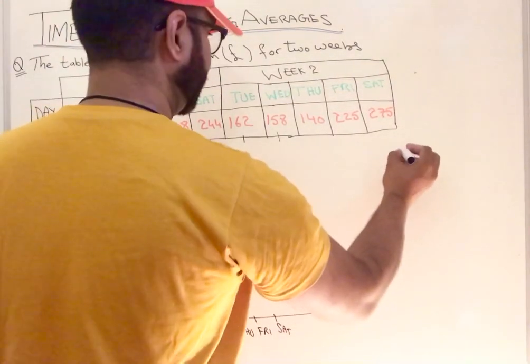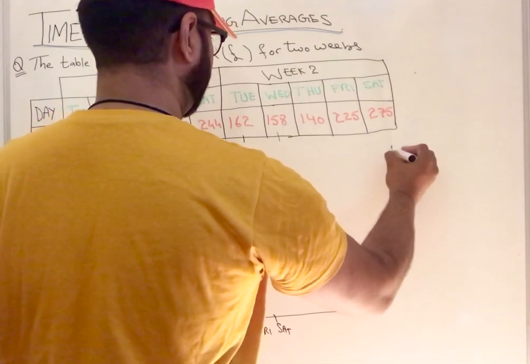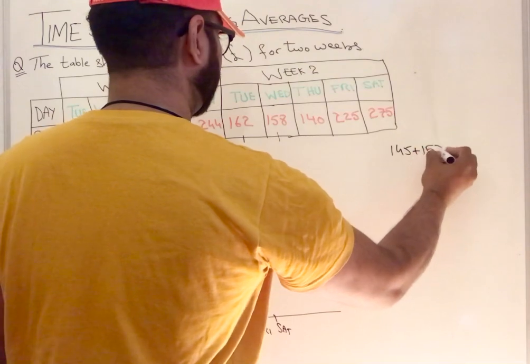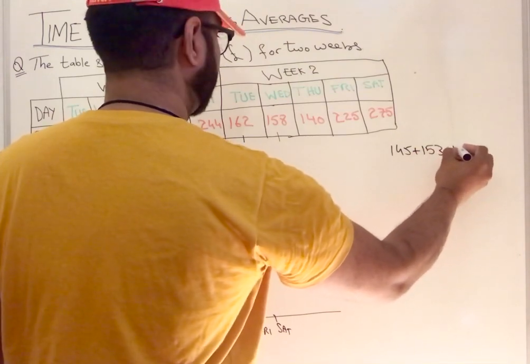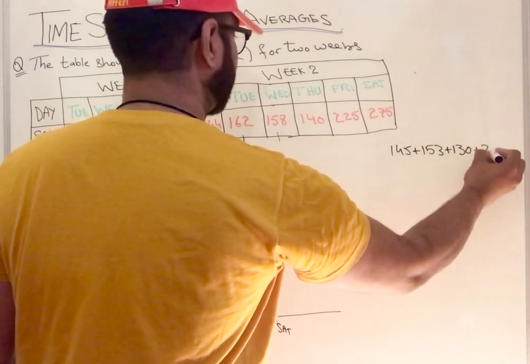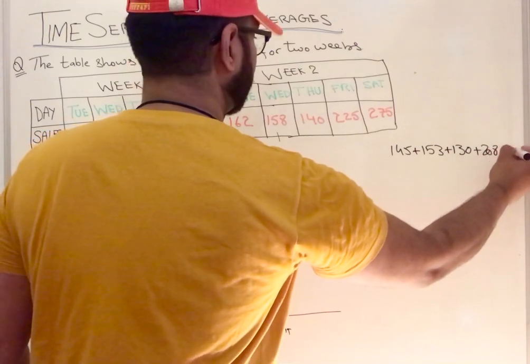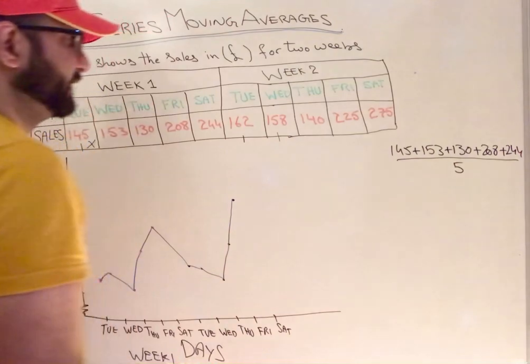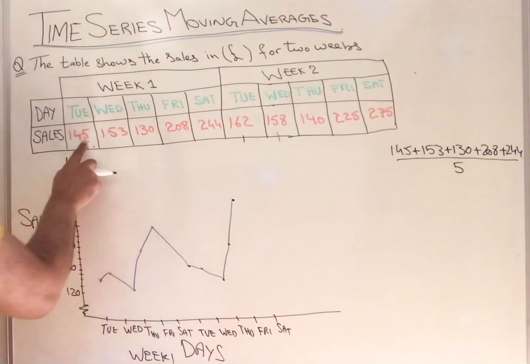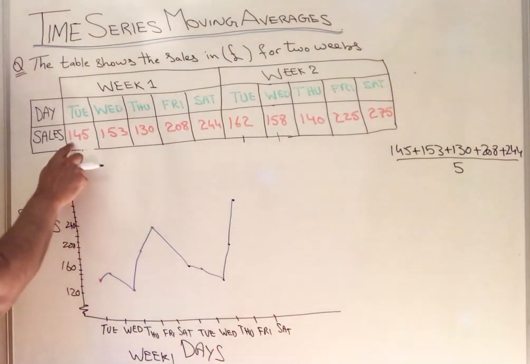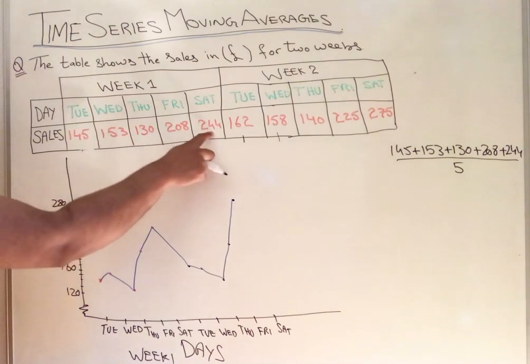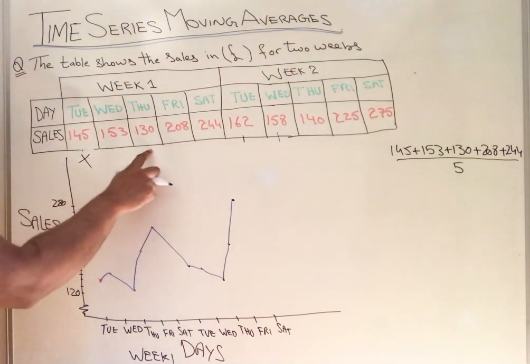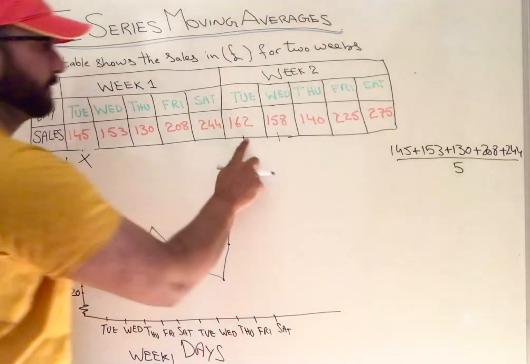So thirdly, we need to write here: 145 add 153 add 130 add 208 add 244, over 5. We need to find that value. Which values? 1, 2, 3, 4, 5.